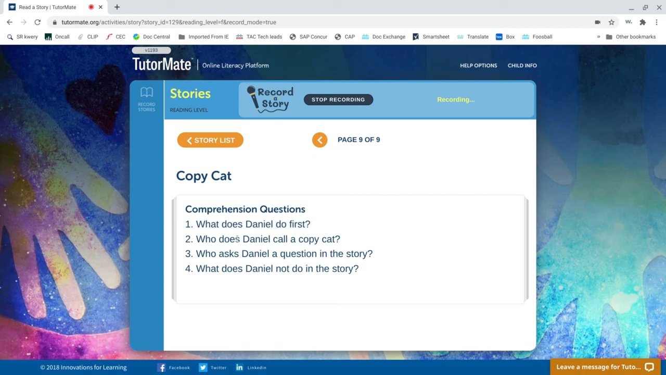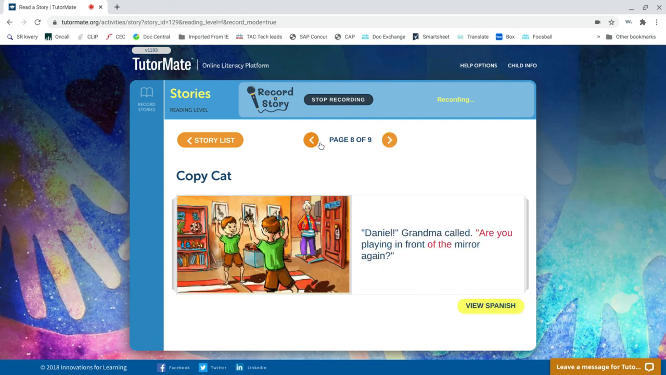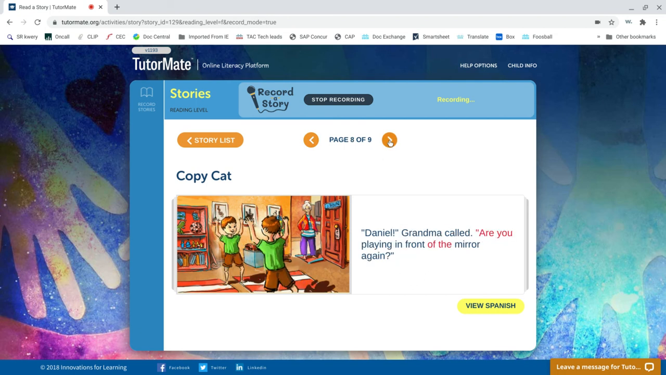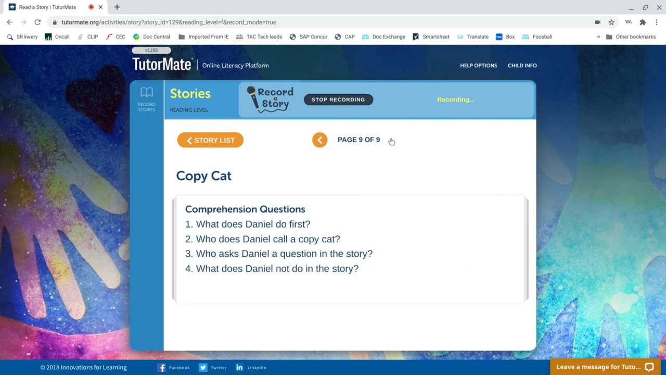Number 2, who does Daniel call a copycat? So let's go to page 7. And Daniel says to the boy, you are such a copycat. And then we learn on page 8 that Daniel's playing with the mirror. So who does Daniel call a copycat? His reflection.